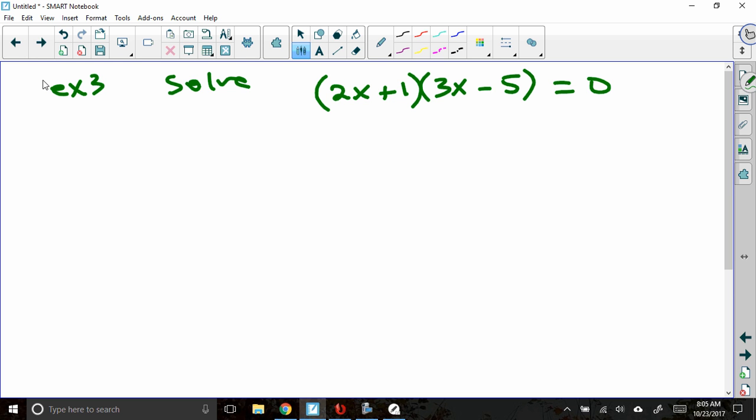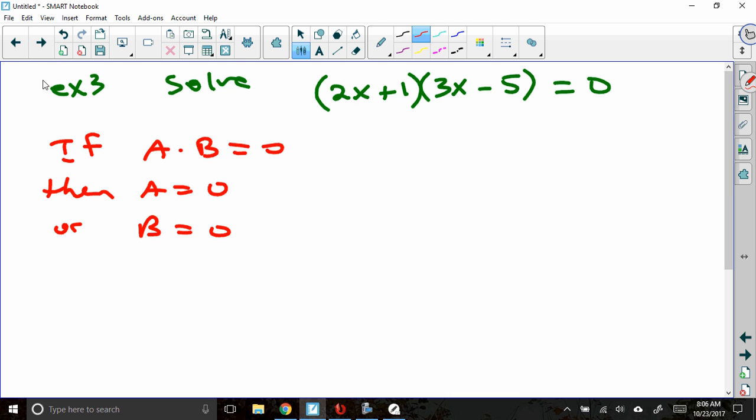So that zero product property tells us, if I think about it, it says if A times B equals 0, then either A equals 0 or B equals 0. So the implication for this particular problem is that this 2x plus 1 is kind of like our A, and this 3x minus 5 is kind of like our B. So the deal is we can take each one of those linear factors and set them equal to 0.